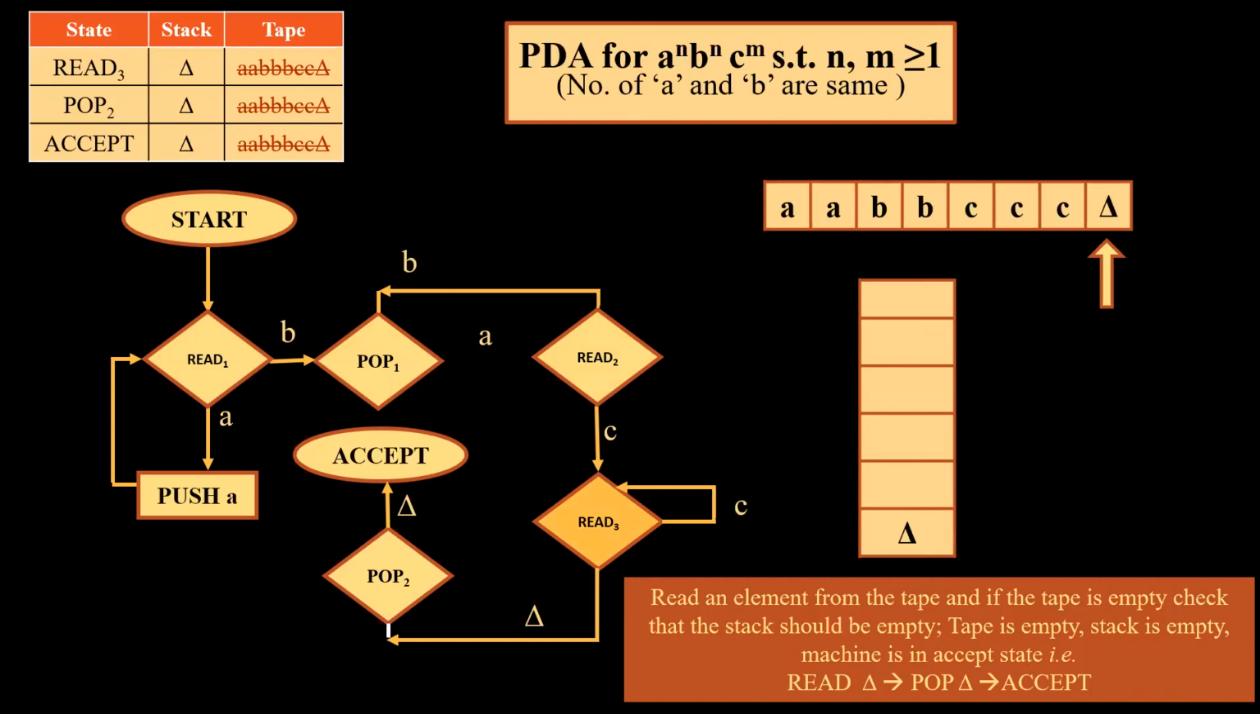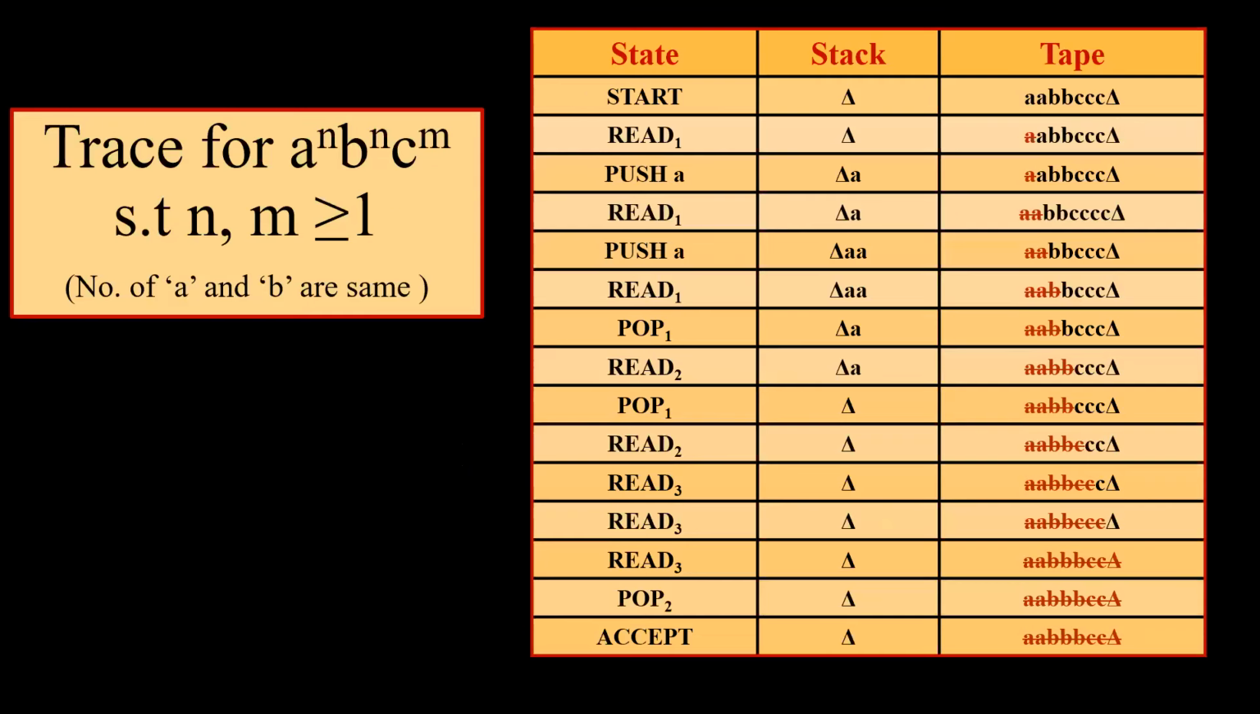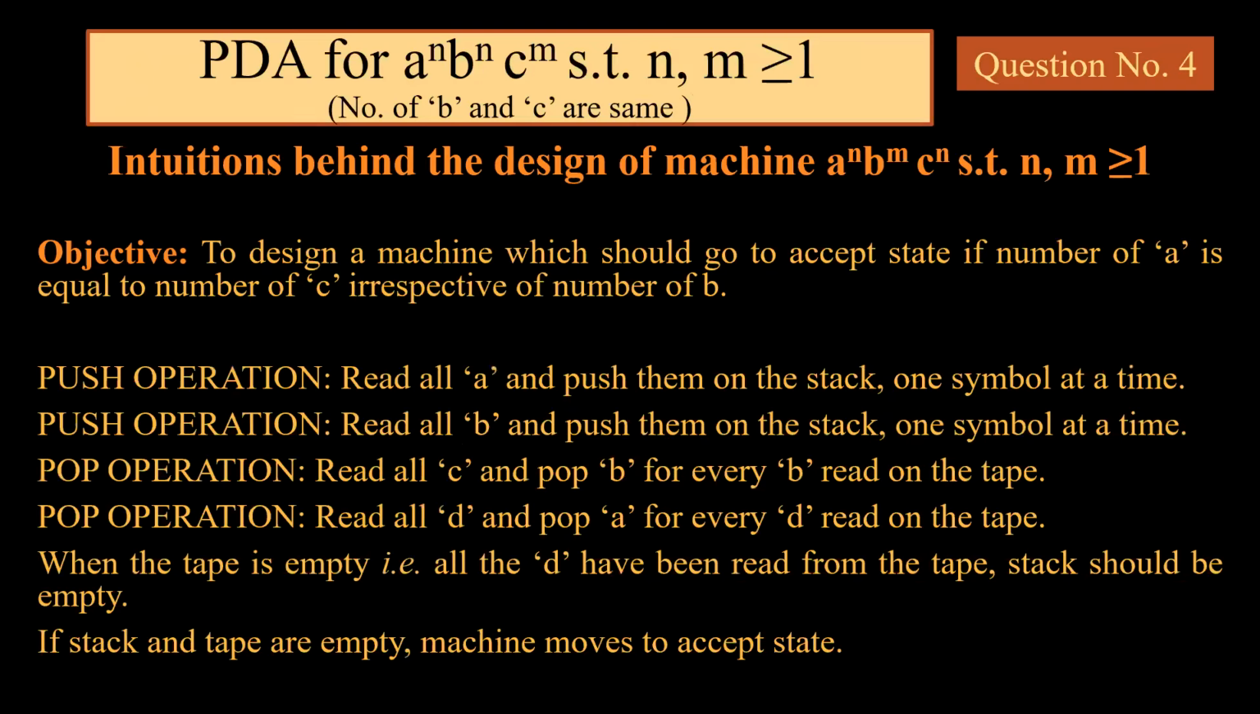We reach delta, that means end of the tape. We perform a pop operation, and corresponding to this, the stack should be empty. Read delta, pop delta, move towards the exit. The trace is given in this particular slide. We move to the last example.